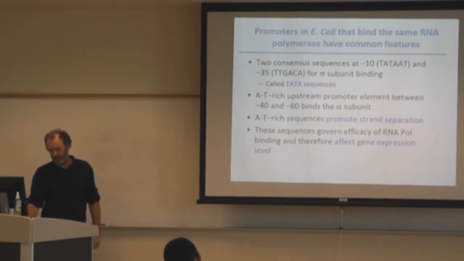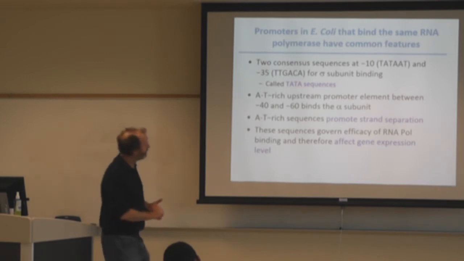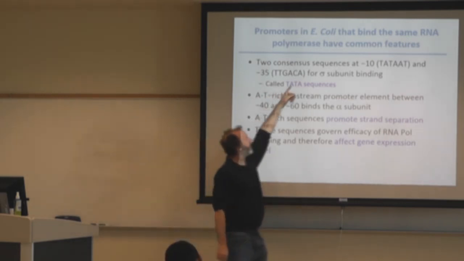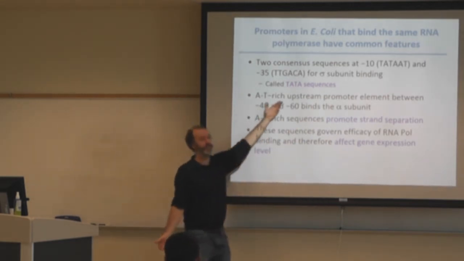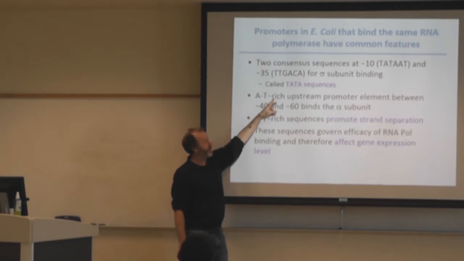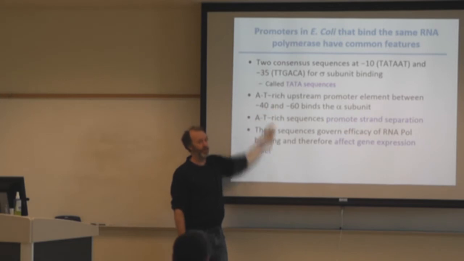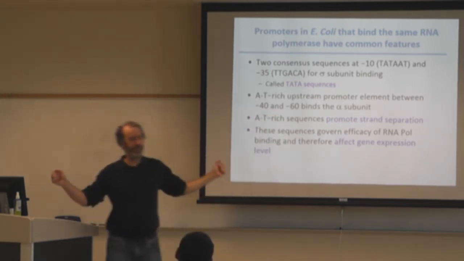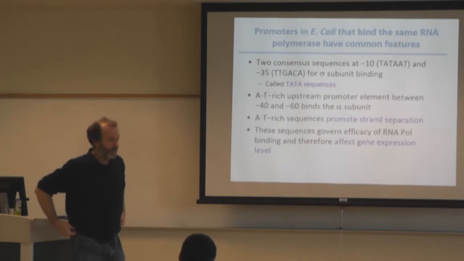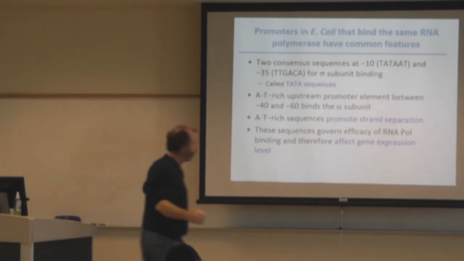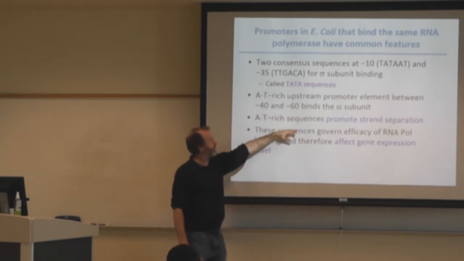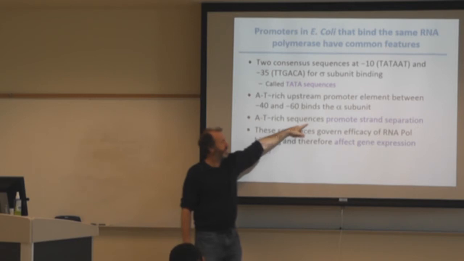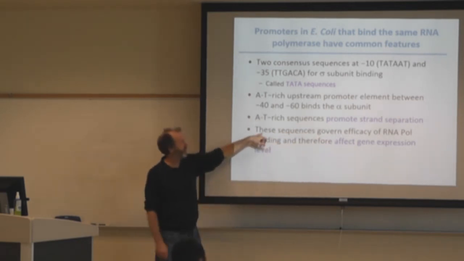So, two consensus sequences, the TATA and TGAC. They're for the sigma subunit binding, and they're called the TATA sequences. They're AT rich. So what does that tell you? They have a lower melting point, so it's a good place for strand separation. We're going to take those strands apart, so less energy to take them apart. AT-rich upstream promoter elements between 40 and 60 bind to the alpha subunit. The AT-rich sequences promote strand separation.